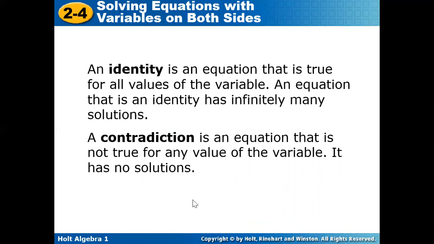So here we're going to talk about equations. An identity is an equation that is true for all values of the variable. And this kind of idea is going to be important when we get to linear equations and functions, which we will do next. An identity is an equation that is true for all values of the variable, so there's no limitations. A contradiction is an equation that is not true for any value of the variable, so it has no solutions. And we'll look at some examples, right?